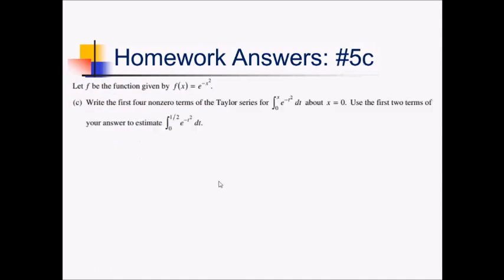For our next task here, we want the first 4 non-zero terms of the series for the integral from 0 to x of e to the negative t squared dt about x equals 0. And then we'll do some other stuff, but let's do this part first. So note that we already figured out the original series that we're integrating in part A. So here is that again. We're getting a lot of use out of that part A. Hope you got that one right.